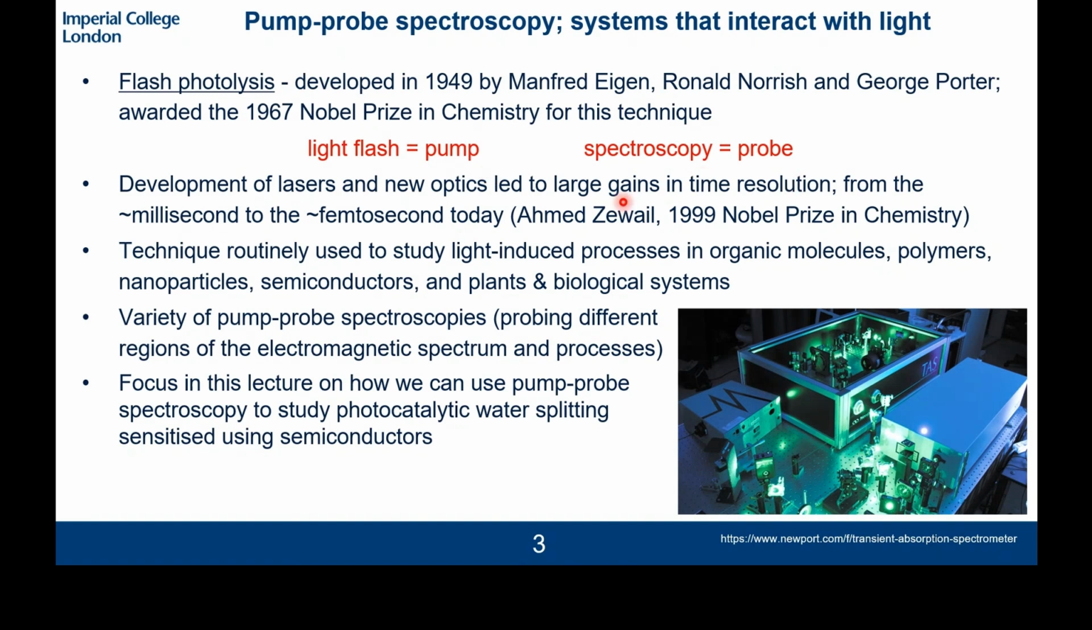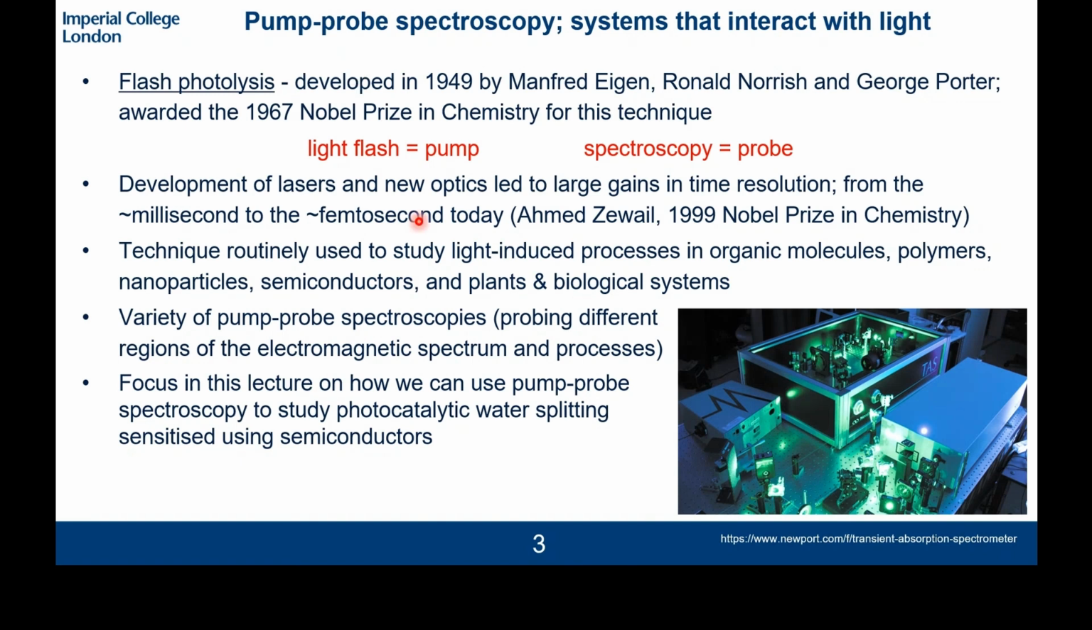And then much later on, in the late 90s, Zewail won the Nobel Prize in Chemistry for basically further developing this flash photolysis technique. So when we developed lasers and new optics, we could get much larger gains in time resolution, pushing it from the millisecond to the femtosecond. So then we could start understanding really fast timescale processes. The femtosecond is essentially when you have the absorption of light and the initial generation of your excited states, to the millisecond where typically catalysis takes place. So you could look at the whole spectrum of what is going on.